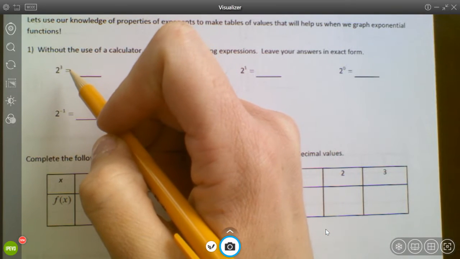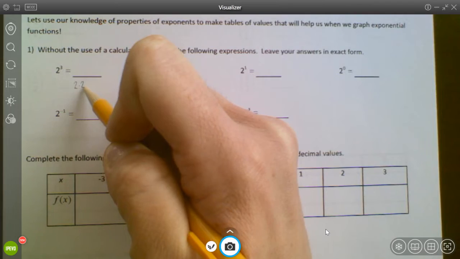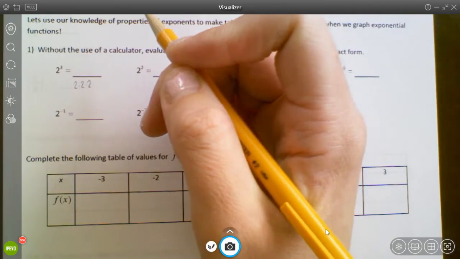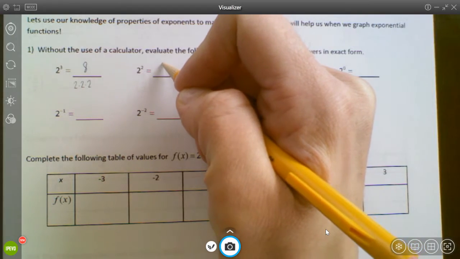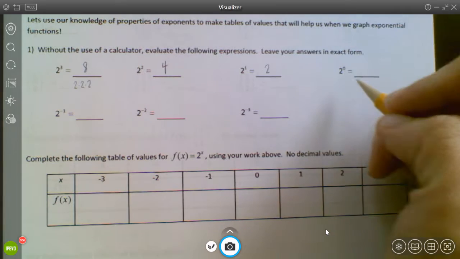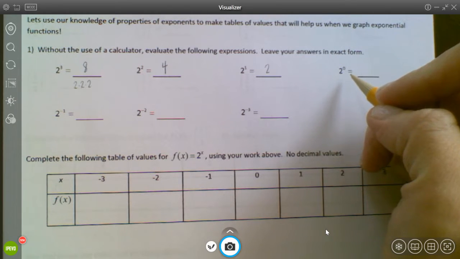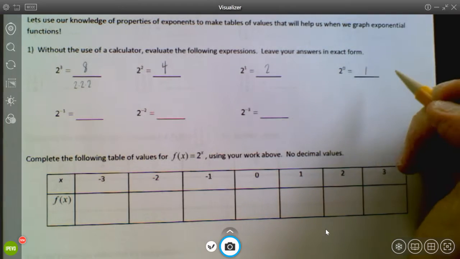So properties of exponents, hopefully you know that that just really means that we're multiplying 2 times 2 times 2. So 2 multiplied 3 times gives us 8. 2 squared, pretty simple, straightforward. That should be a 4. 2 to the first power is 2. And then 2 to the 0 power, that was a property that we had talked about. Anything to the 0 power is always just 1.